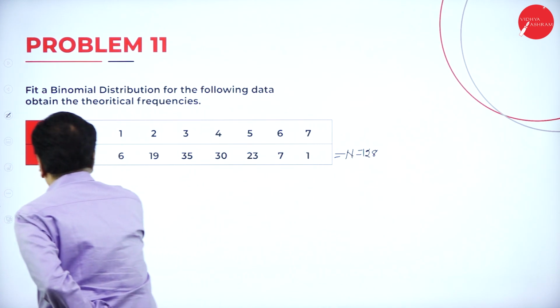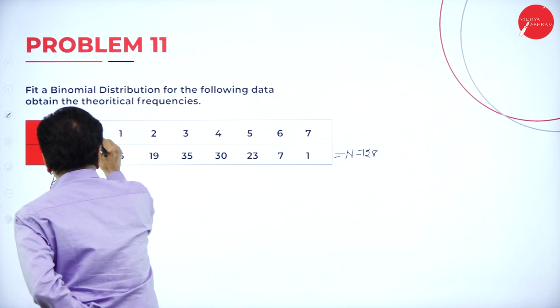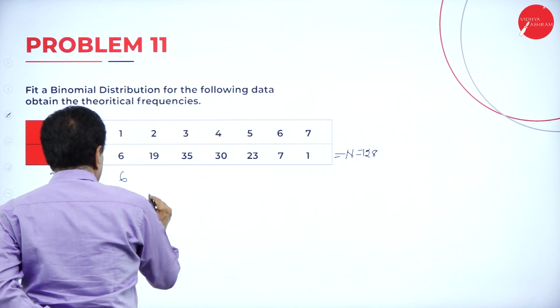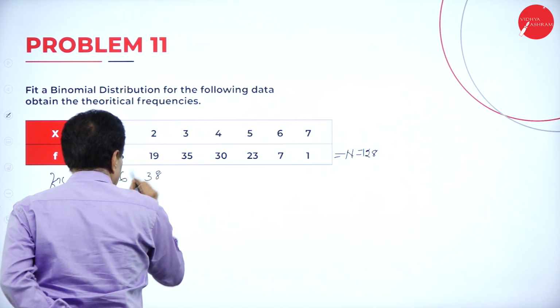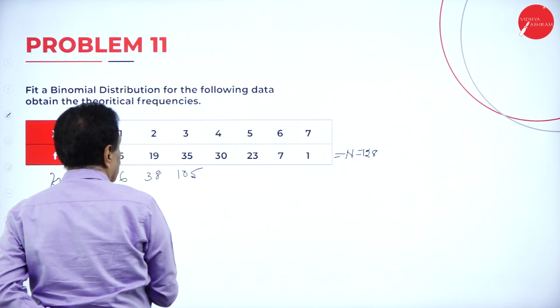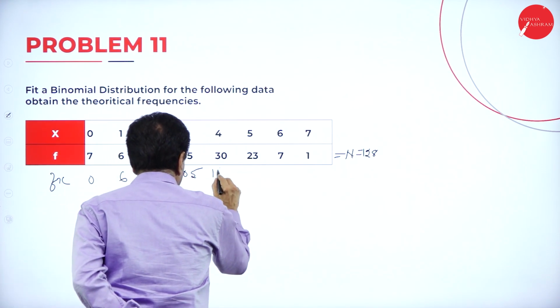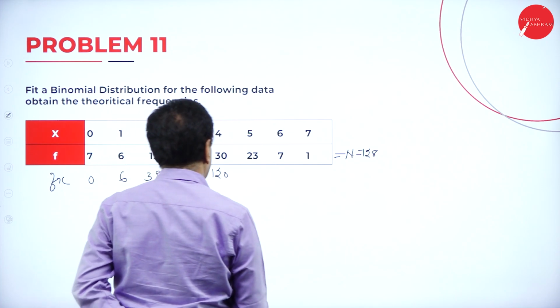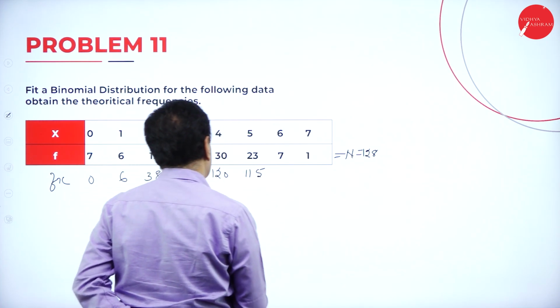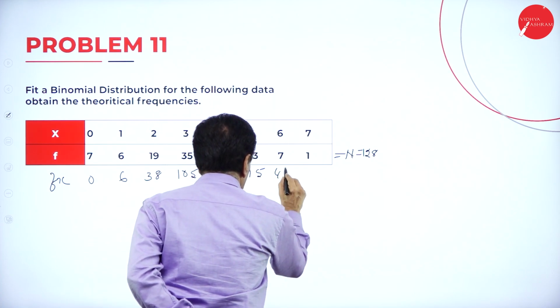You put it as fx. 7 into 0 is 0. 6 ones are 6. 19 twos are 38. 35 threes are 105. 30 into 4, 120. 23 into 5, 115. 7 sixes are 42.